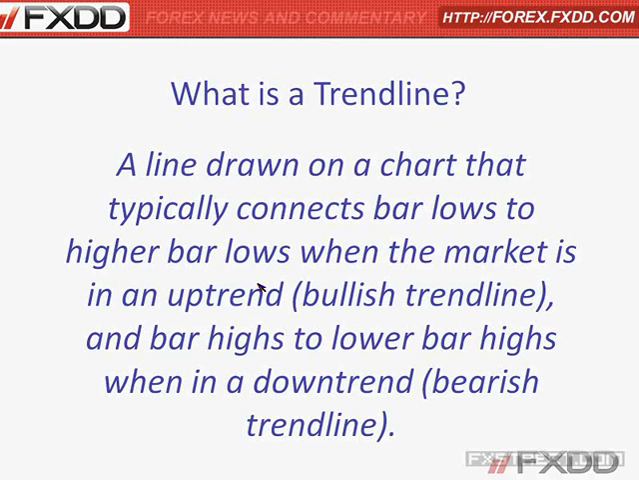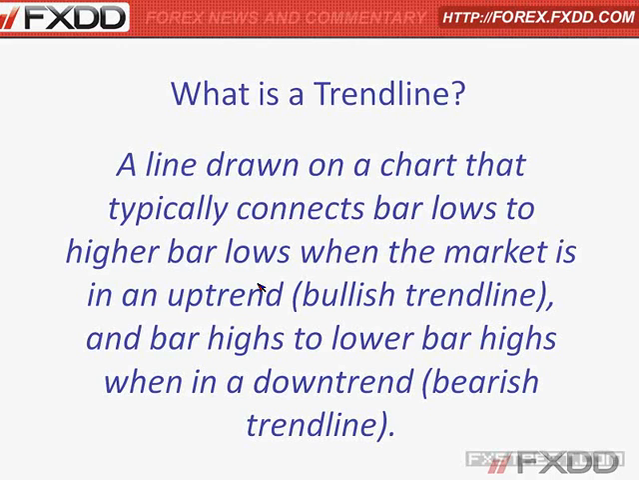So most people think of a trend line as being upward sloping or downward sloping. An upward sloping trend line connects a low with a higher low. It seems kind of awkward, but when you see the picture, obviously it makes sense. You connect a low to a higher low. That determines a bullish trend line.